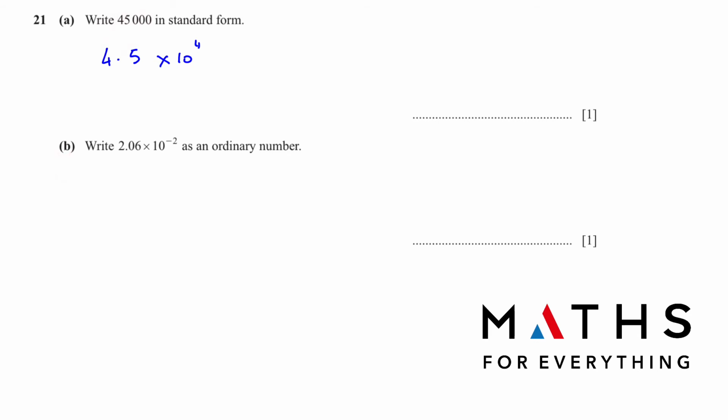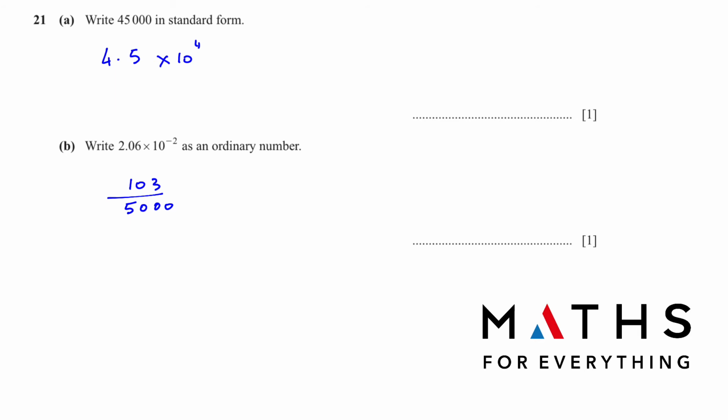In B, we have 2.06 multiplied by 10 to the power of negative 2 as an ordinary number. Copy this in the calculator, just substitute the values and you will get the answer 103 over 5,000. But you cannot leave it like that. You need to write it as a decimal.